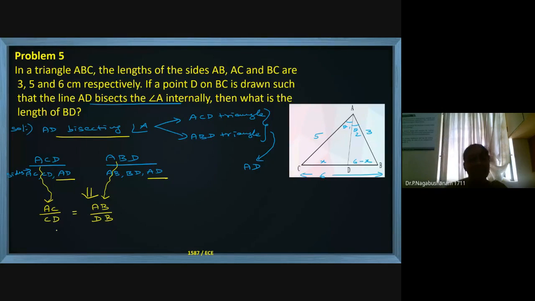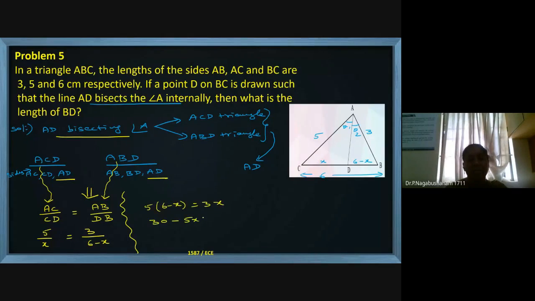In that case, what will we do? AC, we know the value 5, and CD, we are assuming X, and AB, we know the value 3, and DB, we are assuming 6 minus X. We are having one equation, one unknown variable. Solve it, you can get the answer. So 5 into 6 minus X equal to 3X, and here it is 30 minus 5X equal to 3X, and 30 equal to 8X. So X value is nothing but 30 by 8.